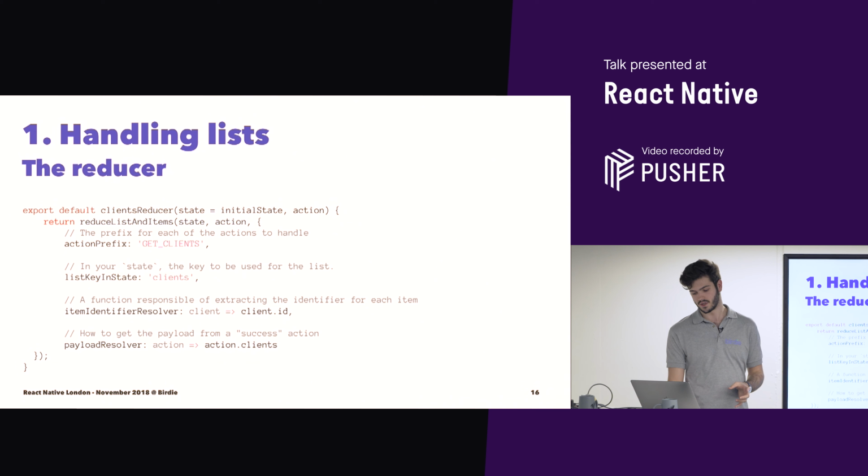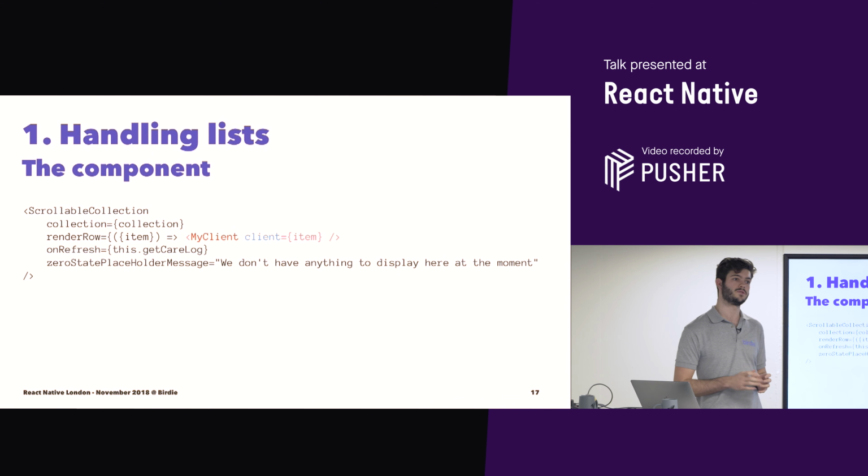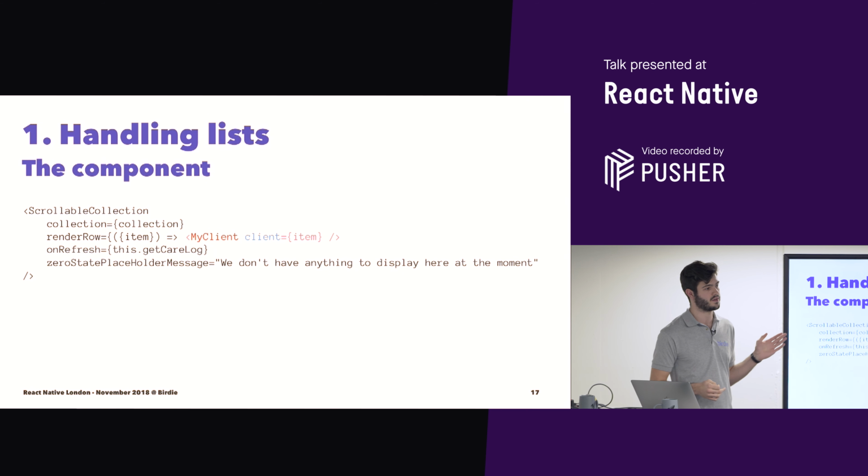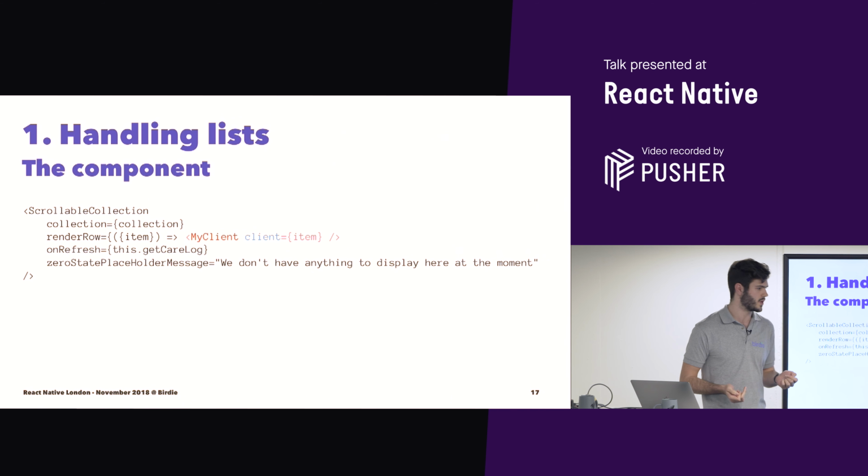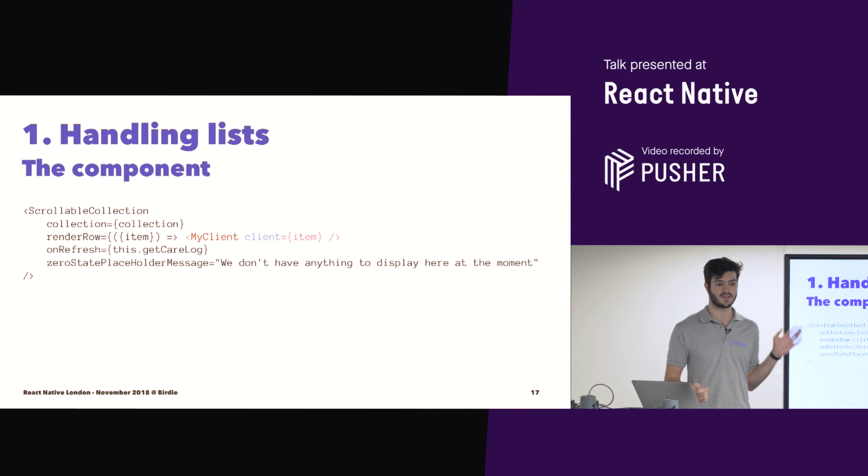on the reducer side. On the component side, what you just need to do is use this scrollable collection component and give it your collection, which you get directly from the state with a selector that is shipped with Galette, of course. This render row, which is exactly like the render item prop from the scroll view in React Native, or the scroll list. And on refresh, which is when you pull to refresh your list, and the zero state placeholder message, which is when you don't have any items. That's the basic config, and that handles everything for you.